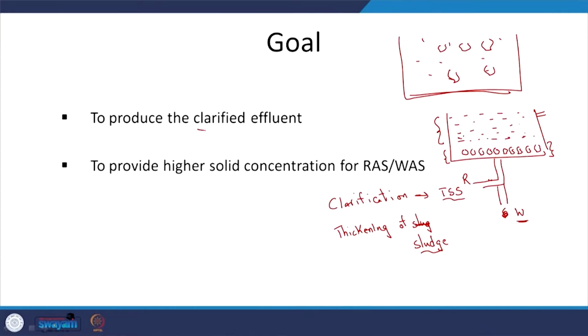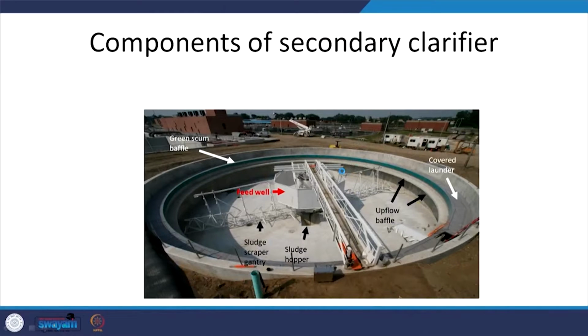So let's see what the relevant processes involved are. Let me see what else I have here. Obviously, to produce the clarified effluent and to provide higher solid concentration in return activated sludge or such. How will we provide higher solid concentration? By removing the water, right. If I have more water in the sludge, obviously the solid concentration is going to be less. So let's move on. So this is what a clarification tank looks like.